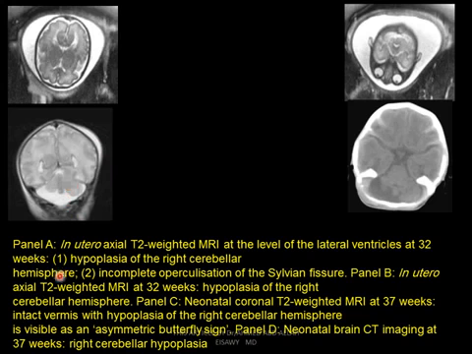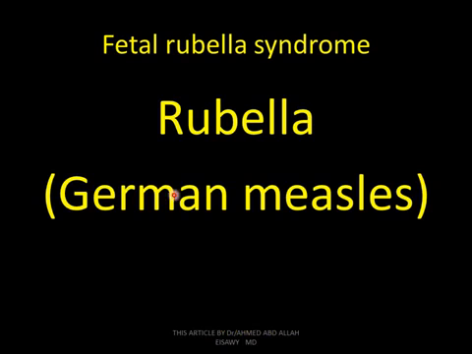In this panel, we see axial T2 images, showing hypoplasia of the right cerebellar hemisphere. In panel C, coronal T2 at 37 weeks, we see intact vermis with hypoplasia of the right cerebellar hemisphere. It is visible as an asymmetric butterfly sign. And these are the neonatal CT images showing right cerebellar hypoplasia.